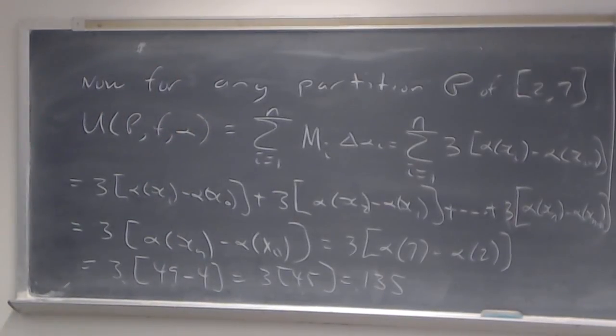It isn't always the case that the upper sums are going to be independent of the partition we take, that they're always going to be the same number no matter what partition we take. So you need to be careful of that. But anyway, in this case, because we have a constant function, it works out to be that way.